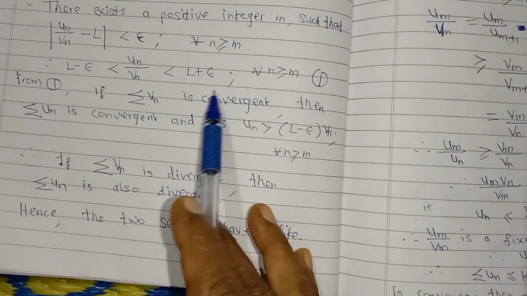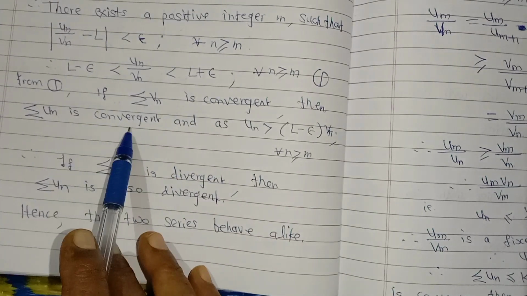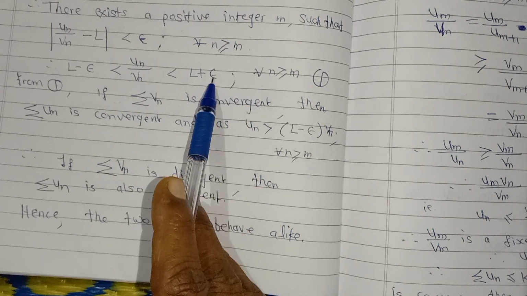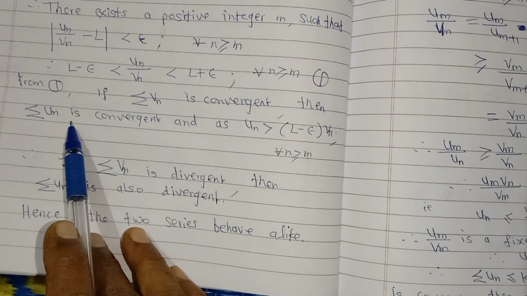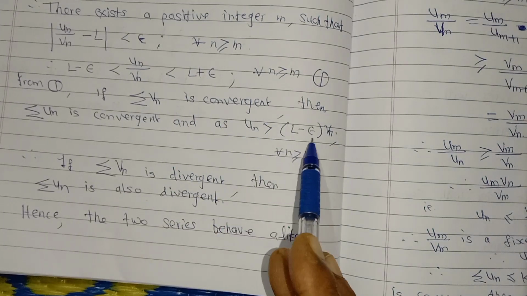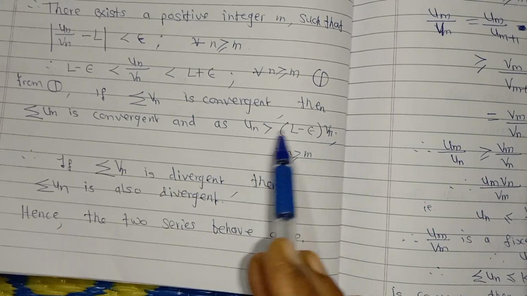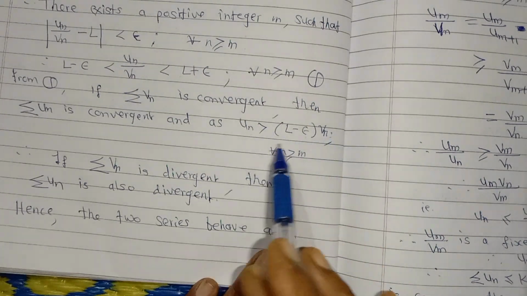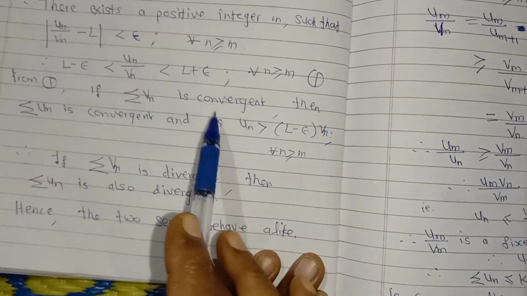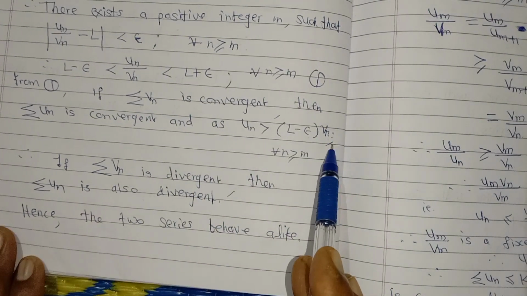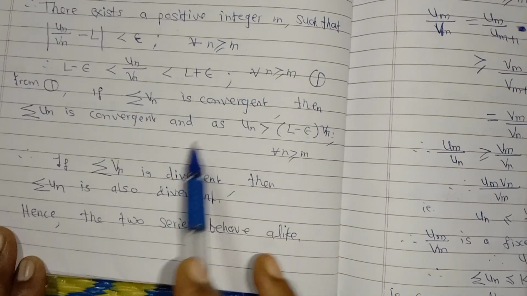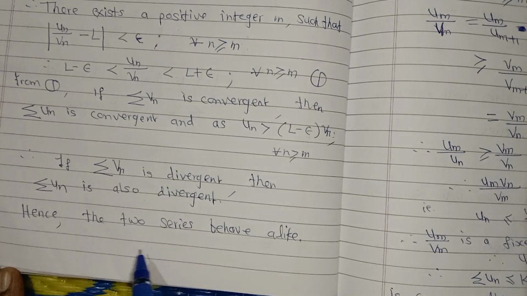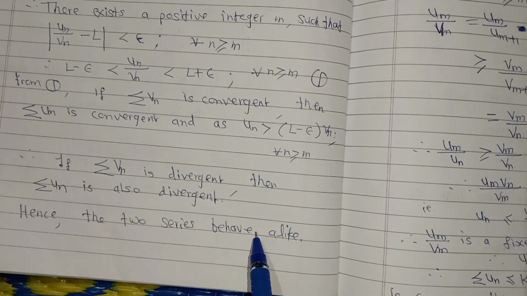That means from 1, if summation Vn is convergent, then summation Un is convergent, as Un is greater than L minus epsilon into Vn. So, if Vn is convergent, then Un is also convergent. And if Vn is divergent, then the greater series is also divergent. That is, summation Un is also divergent series. Hence, the two series behave alike.